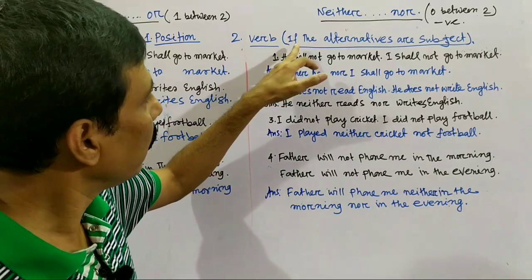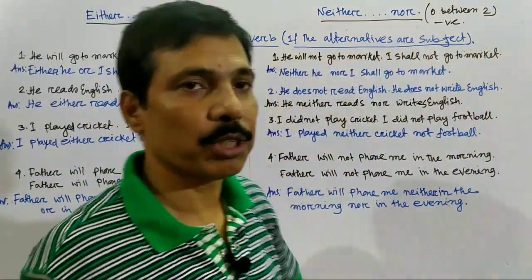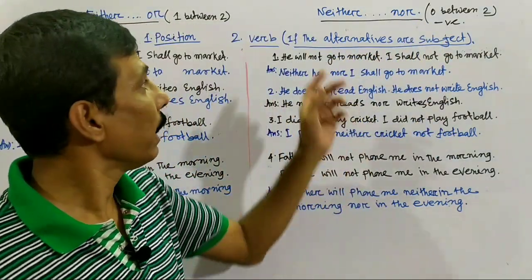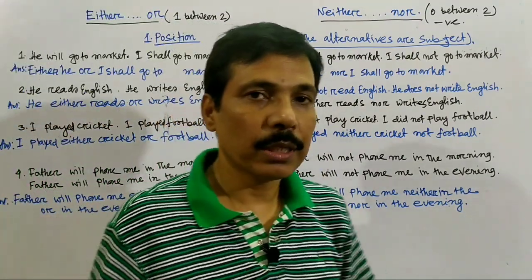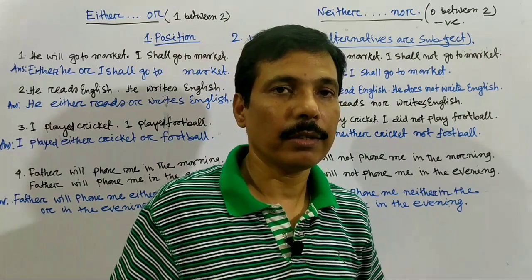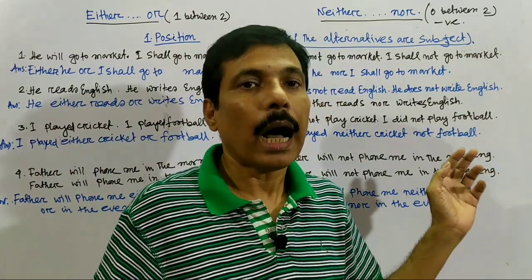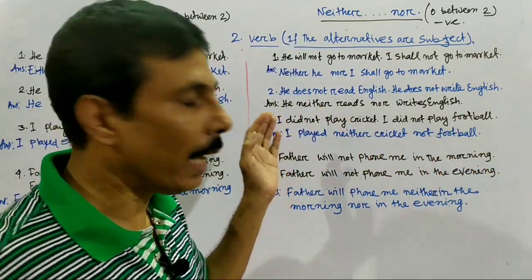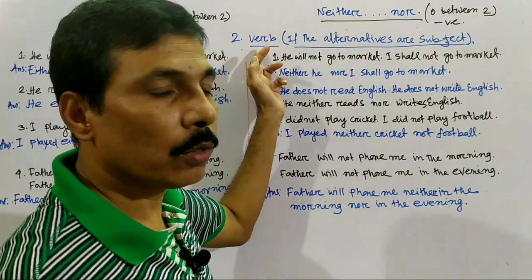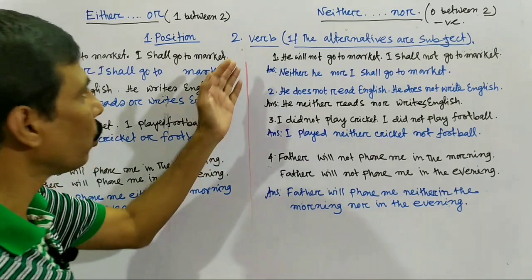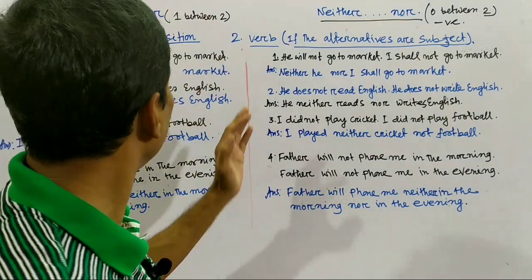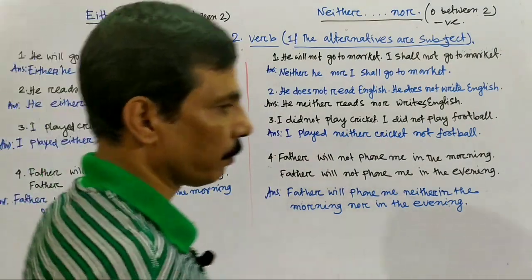If the alternatives are the subject, that means two things or two persons are the subject, in that particular case you will have to choose the right verb. Otherwise, there will be no need of choosing the verb. So we start.